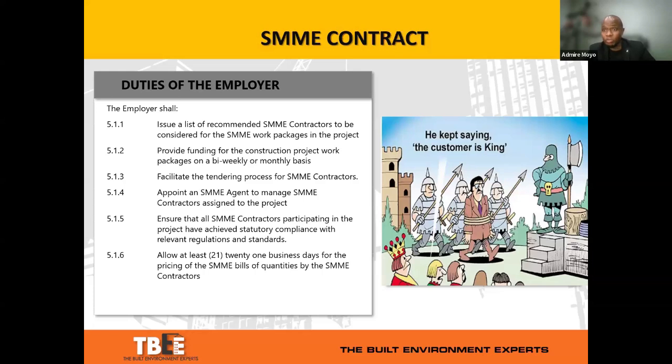Amongst those roles is to provide a list of recommended SMME contractors. So this is a primary obligation from the Triple PFA, that the source of those SMME contractors must, as a rule, come from the employer. And then they must obviously provide funding for the construction project. Again, when you contract with SMMEs have an expectation that they've executed the work, therefore they should be paid.